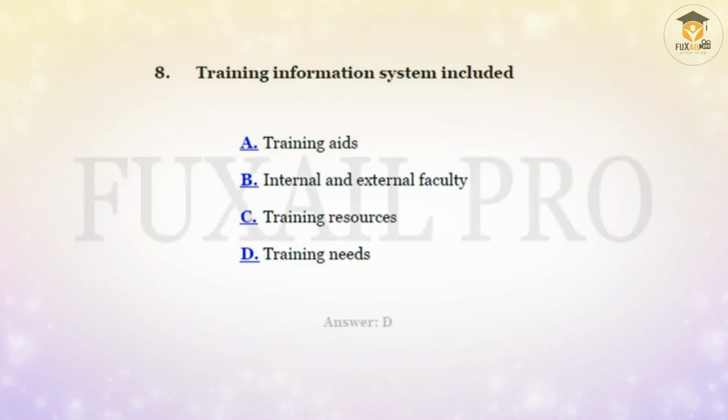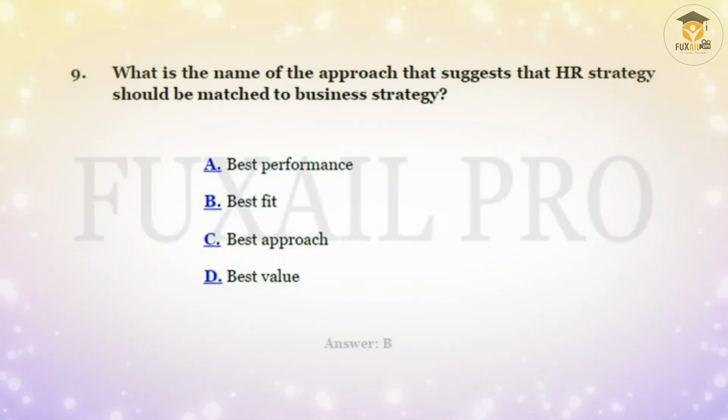8. Training information system included: A. Training aids. B. Internal and external faculty. C. Training resources. D. Training needs. Answer, D. 9. What is the name of the approach that suggests that HR strategy should be matched to business strategy? A. Best performance. B. Best fit. C. Best approach. D. Best value. Answer, B.